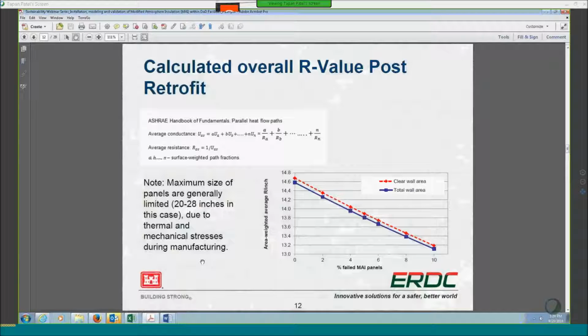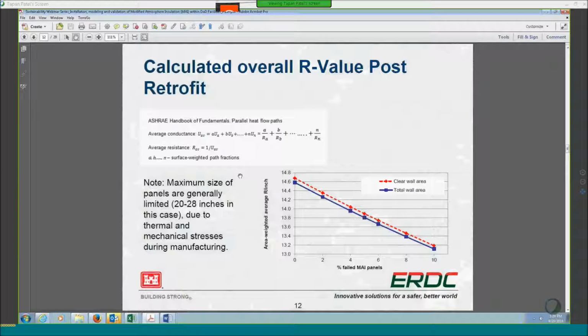Okay, so let's step into the validation and modeling a little bit here. One of our goals is to understand how to model these panels when they go into your facility. So the first step for us really was to determine the overall R value. And the way we did that is a standard conductance method.